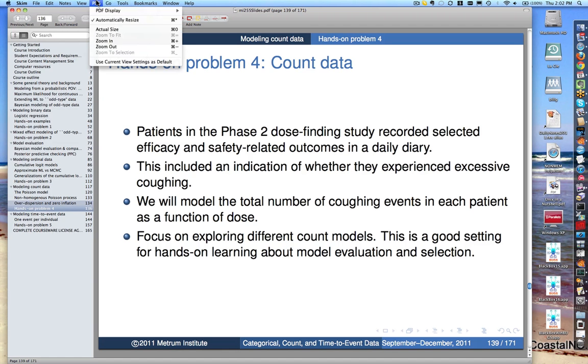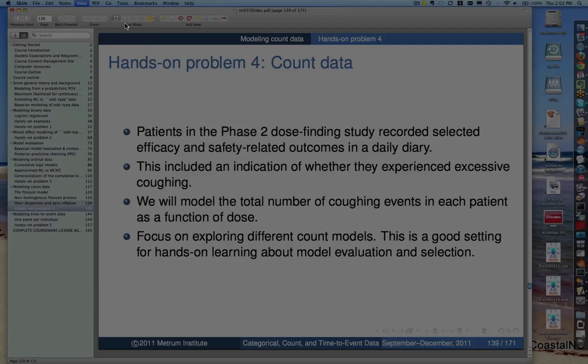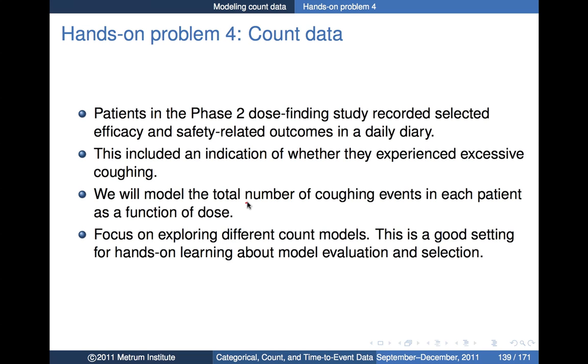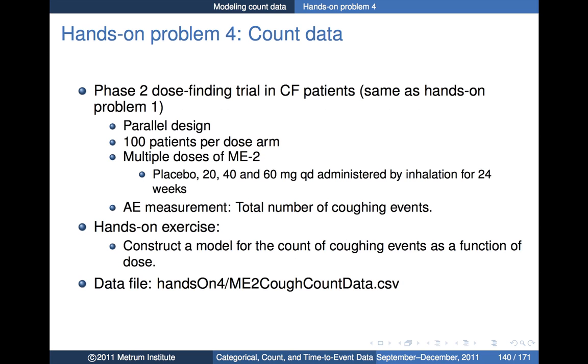Actually, let's bring this up to full size here. There we go. So we're looking at the total number of coughing events over the duration of the trial, and it was a 24-week trial. And we're going to be looking at some different possible event count models to try and describe that, so that one, you get practice looking at some different possible models, and two, we can also look at a model selection process while we're at it.